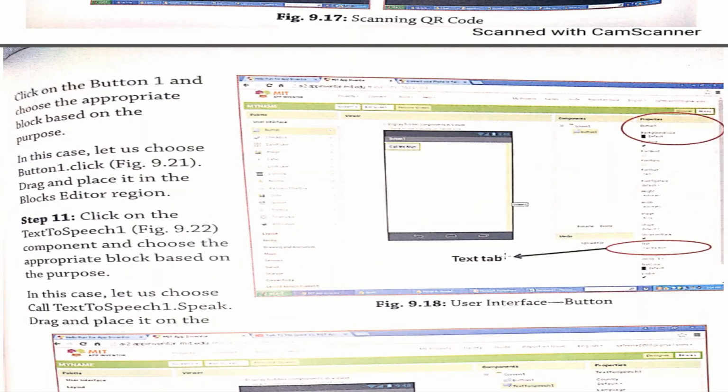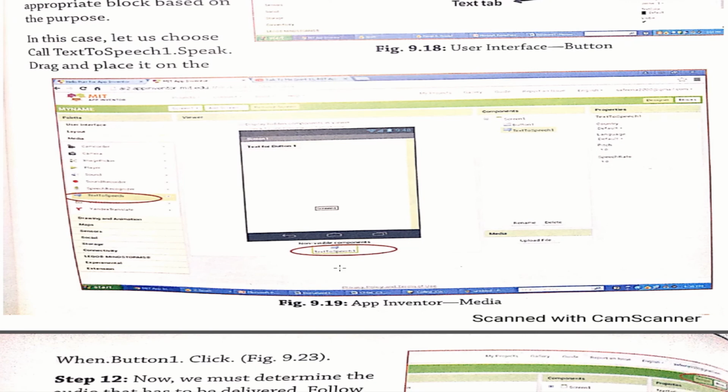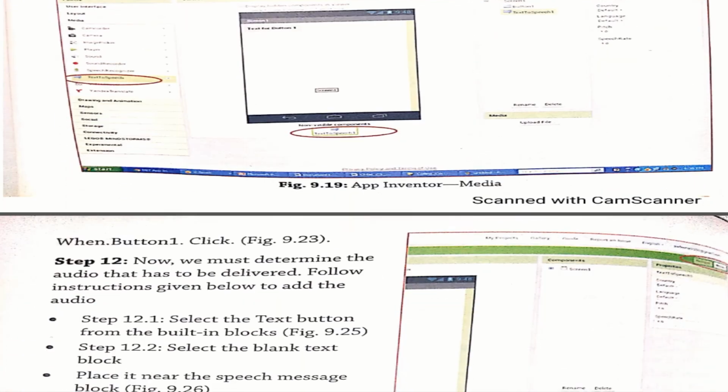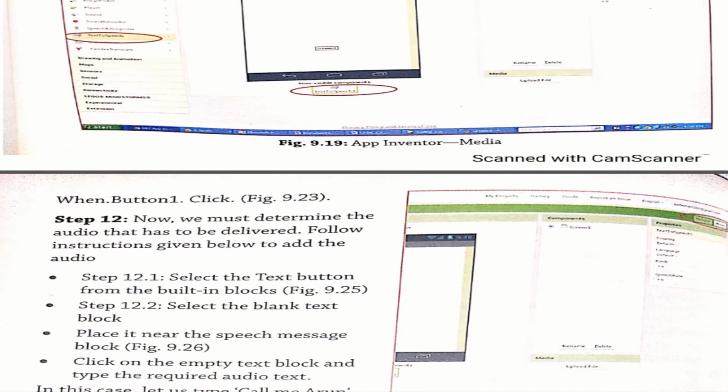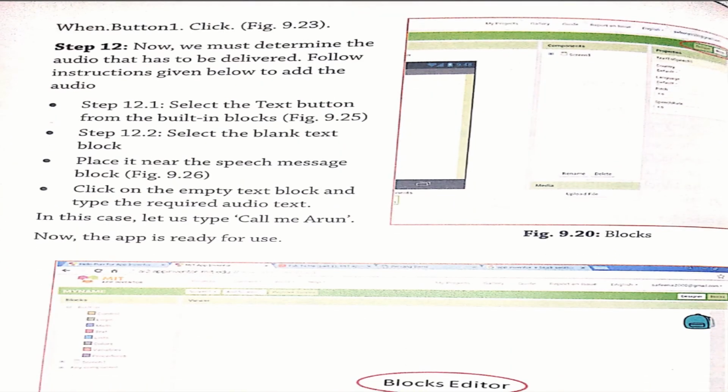Next, you need to drag and place it in the Block Editor region. Now in this step, click on the TextToSpeech1 component and choose the appropriate block. See, this block, Speak message, is available. You just need to drag and drop whichever component you want. Now you must determine the audio that has to be delivered. Follow the instructions given below to add the audio. Select the text button. Select the blank text block, place it near the Speak message block, click on the empty text block and type the required audio text. In this case, type Call me Arun.